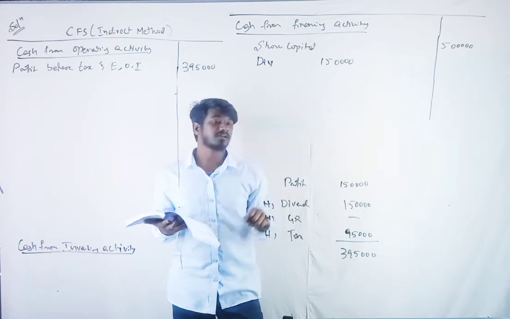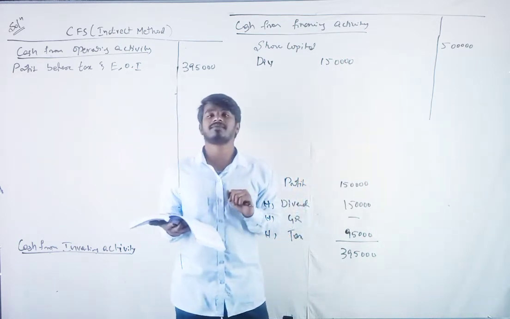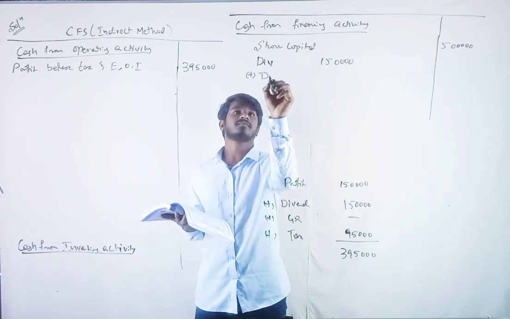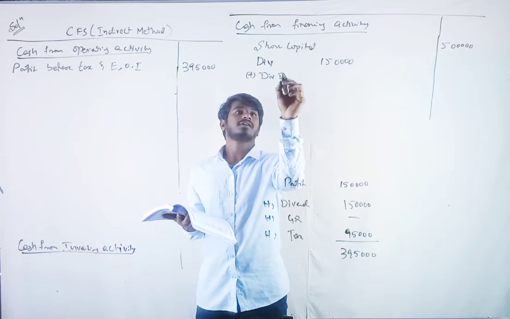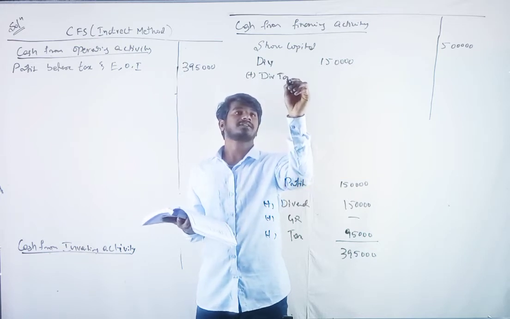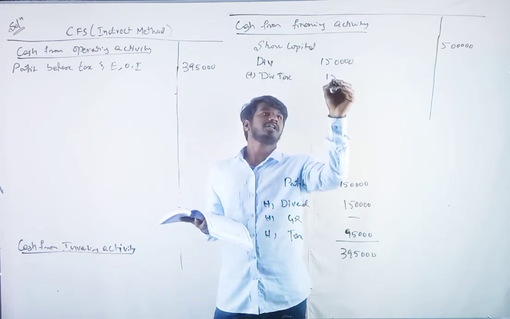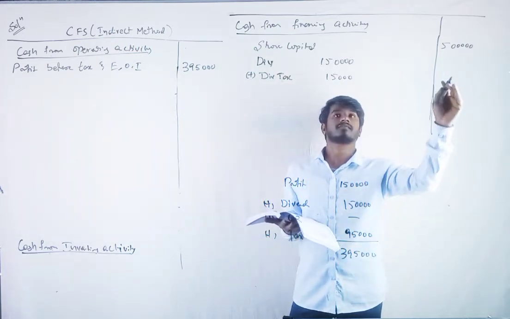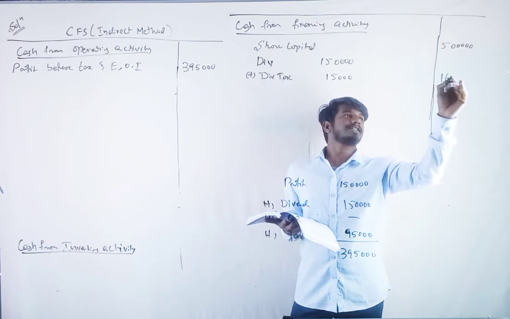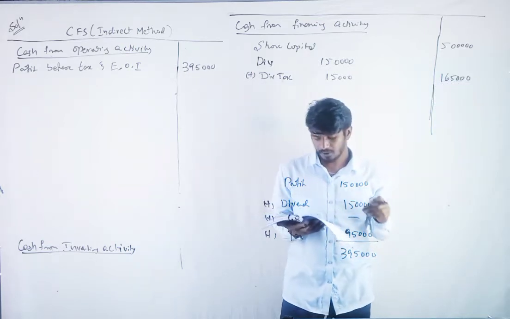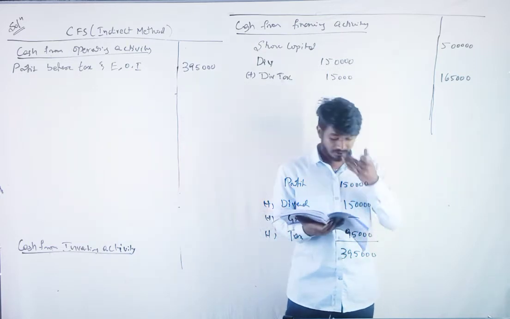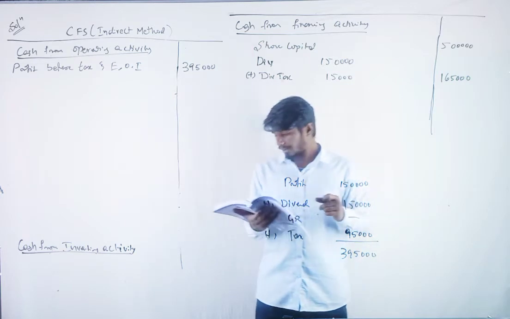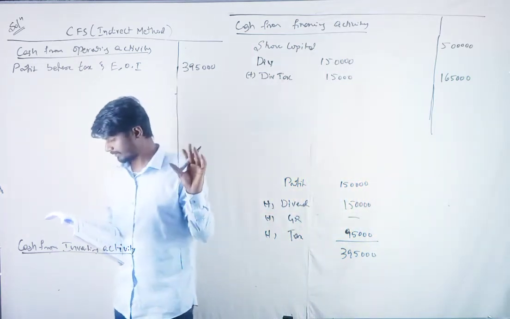In that, 15,000 dividend tax also we have paid. Dividend tax 15,000 we have paid. So 1,65,000 it becomes. Okay, right. Next item, reserves and surplus, done.